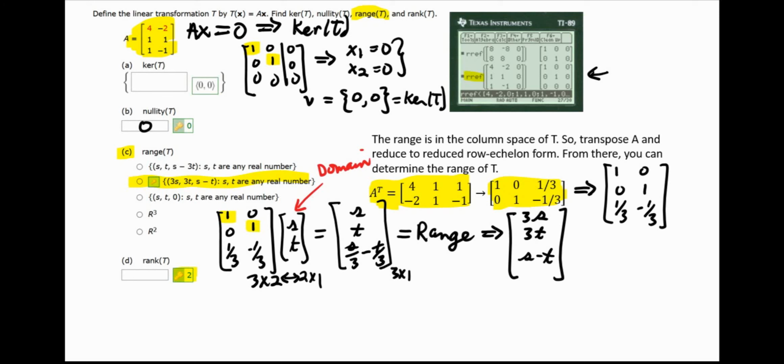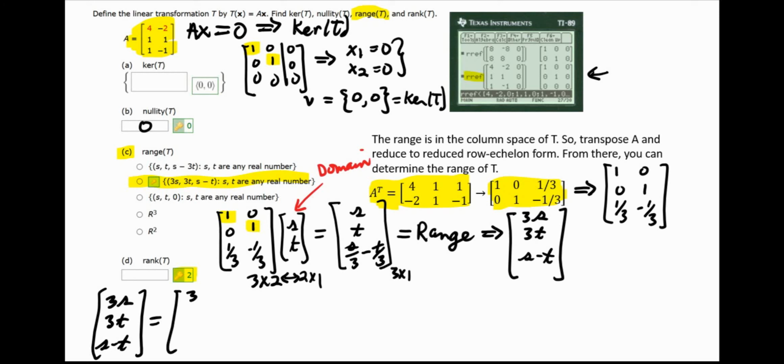Or if you want to just really look at it to see exactly what those vectors are in the range, and to actually count, because the rank means the number of vectors that I have in the range. So you take this 3s, 3t, and then here this is s minus t, and I probably should have left it in the original, but this is fine.